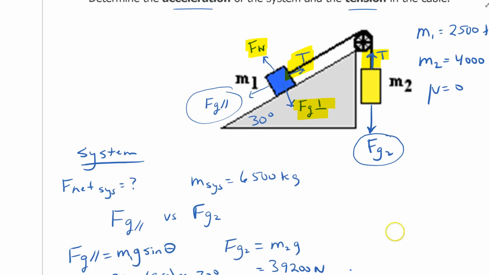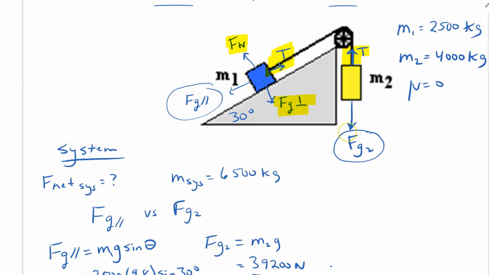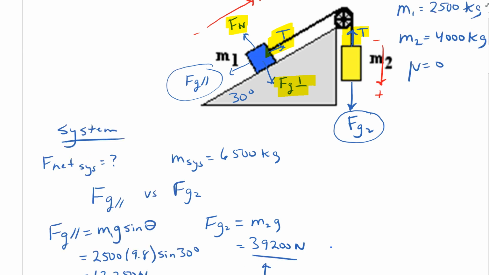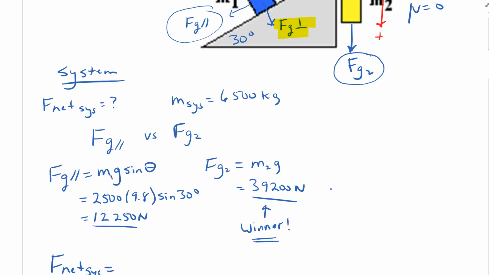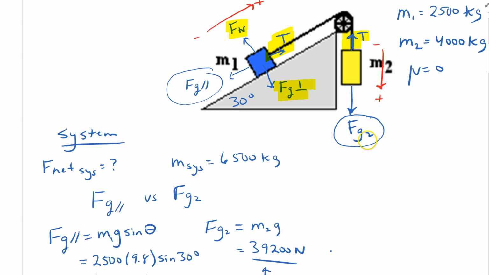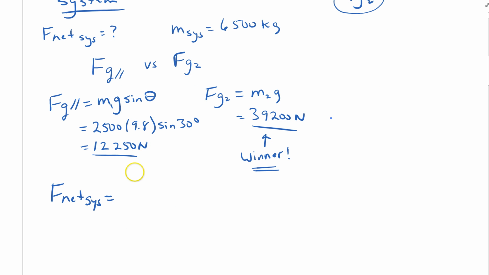So therefore, when we start thinking about which way things are going to be accelerating, if FG2 is greater, then this will be the direction of our acceleration, and we're going to say that is positive, this is negative. This object here will be going up the inclined plane this way, so we'll say that's positive and this is negative. So now when we write our F net statement here, F net of the system, we're going to say that it is FG2, which is positive, minus FG parallel.